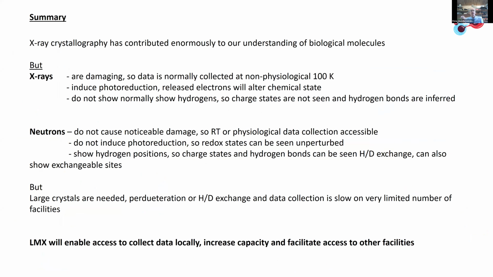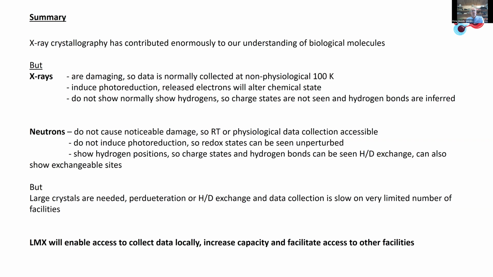So the problem with X-rays is they're damaging, and they will perturb the redox states, and they don't show hydrogens. So understanding how biological molecules work is challenging with that lack of information. Neutron crystallography, on the other hand, doesn't cause noticeable damage. It means we can do structures at room temperature, or physiological temperatures. We don't get photoreduction, so we don't perturb the redox states, and it shows hydrogen positions, which not only is essential for understanding the chemistry of biochemical reactions, but we can understand charge states, binding, hydrogen bondings, how drugs bind, etc., etc. And we can also do some interesting stuff on showing exchangeable sites.